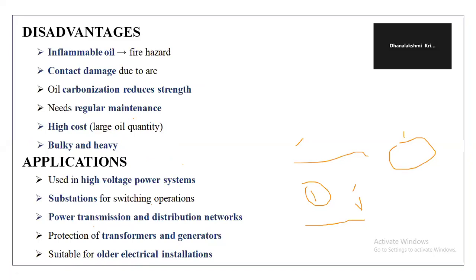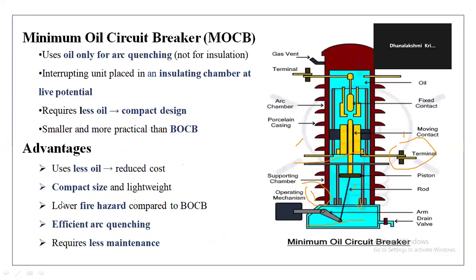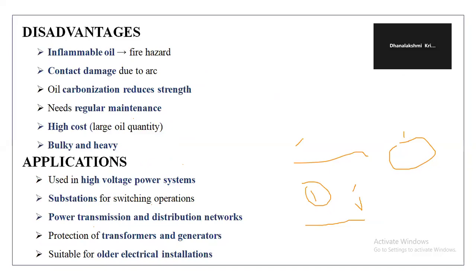And some disadvantages: there is no special control over the arc other than the increase in length by separating the moving contacts. And these breakers have long and inconsistent arcing times. So it needs regular maintenance, and it has a high cost, is bulky, and is very heavy.